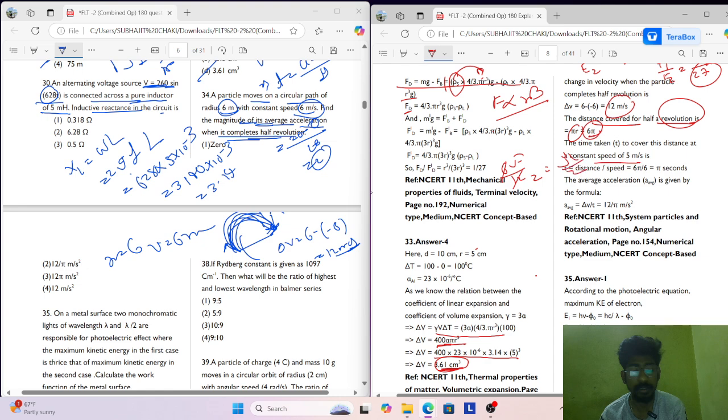Okay, not 5, this is 6. Sorry, 6 pi is the distance, 6 is the velocity. So average acceleration will be equal to what? Total change in velocity divided by total time. So 12 by pi will be our answer, right?